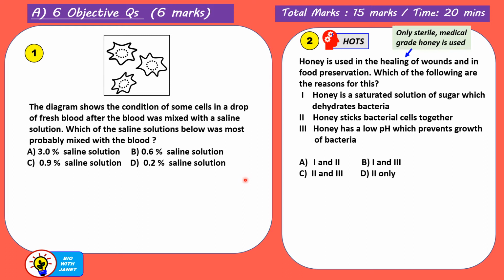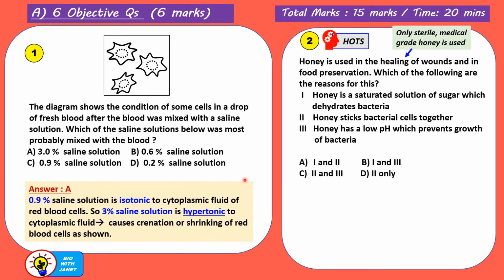Right, so the answer is A. First of all, we have to know the isotonic solution. The solution that is isotonic to the cytoplasmic fluid of red blood cells is 0.9% saline solution, as we have studied in the textbook. Now we look at this picture here and we see that the cells have undergone crenation or shrinking, right?